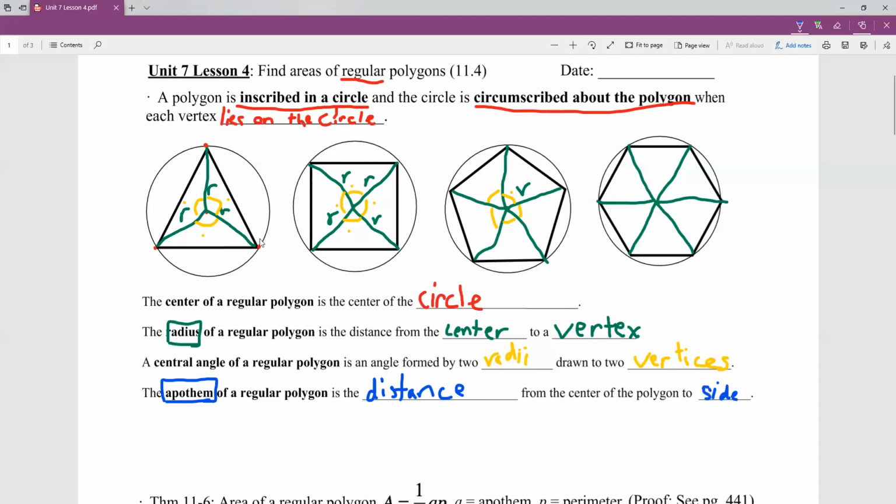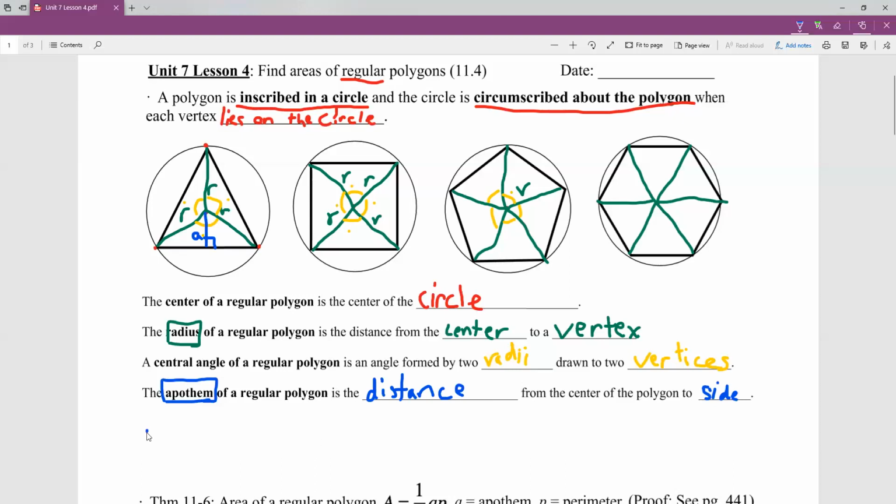Okay, cool. So if I were to, I can draw a whole bunch of these. I'm going to draw just a couple. So here, the apothem is going to be this. Now, something to notice about the apothem is that it is going to be perpendicular to the side. So it's the distance from the center to the side, but it's going to be perpendicular.